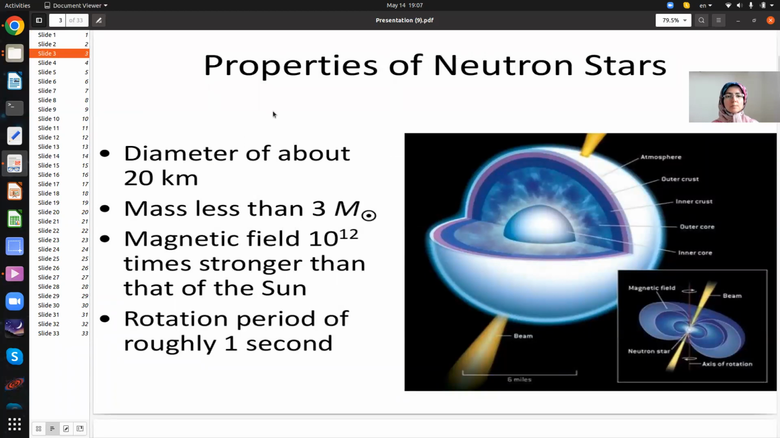Properties of neutron stars: diameter of about 20 kilometers, a mass less than 3 solar mass, magnetic field 10 to the power 12 times stronger than that of the sun, rotation period of roughly 1 second. Here you see the atmosphere of the neutron star, outer crust, then inner crust, outer core, and then inner core. And you see here the magnetic field, beam, and the neutron star's axis of rotation.